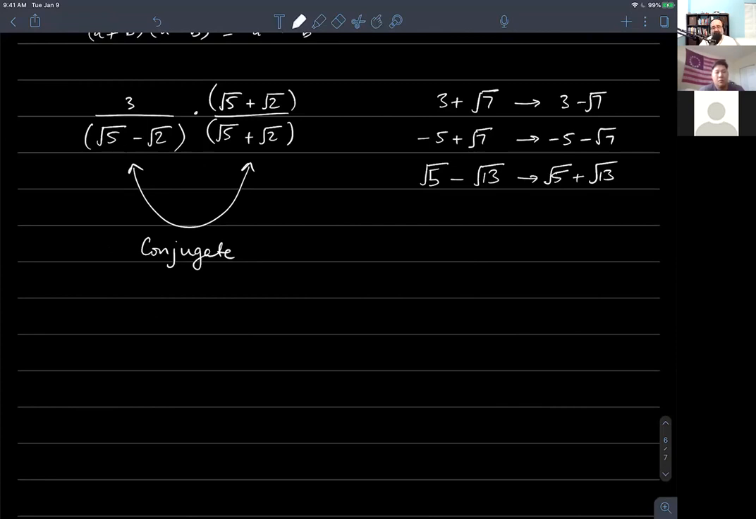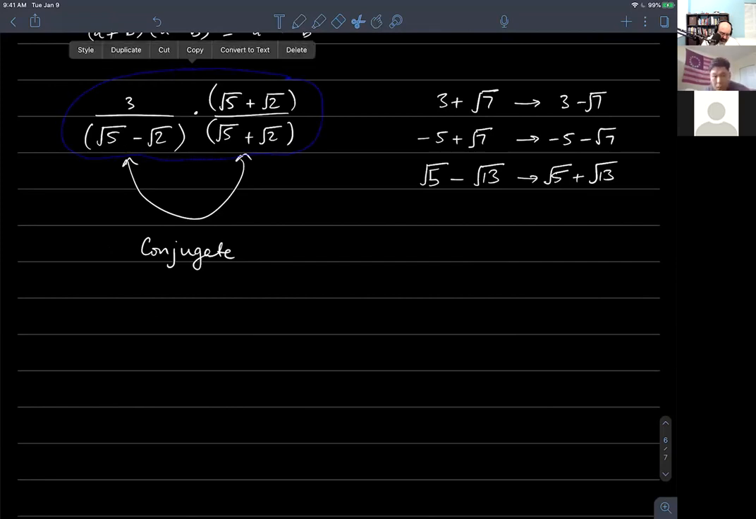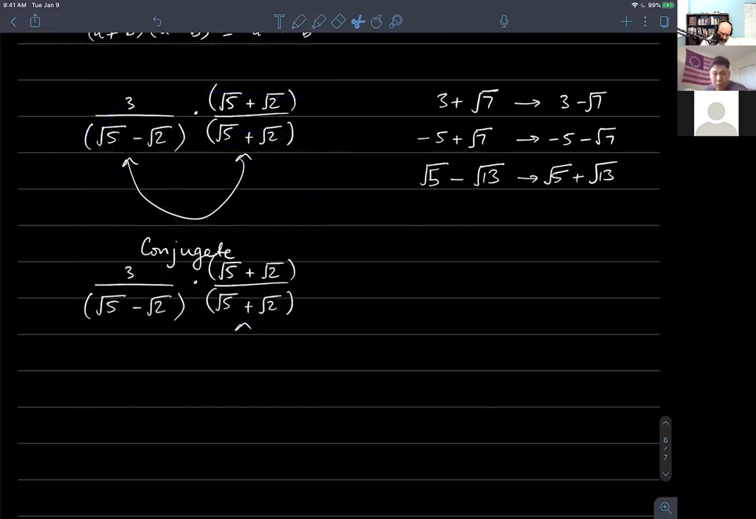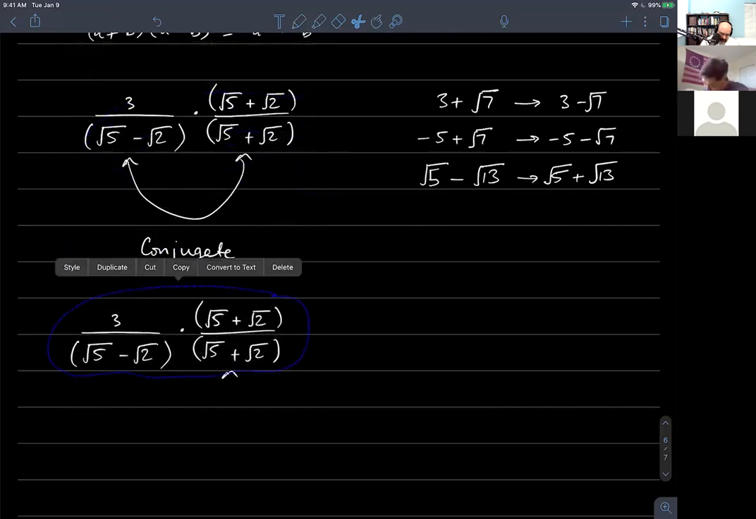That's pretty much the entire section. If you have one term, you give it what it's missing to make it a whole. When you have two terms, you use the conjugate. So let's actually do this problem and see what happens. I know the original question had different signs, but let's just solve this one because I have it written out already.